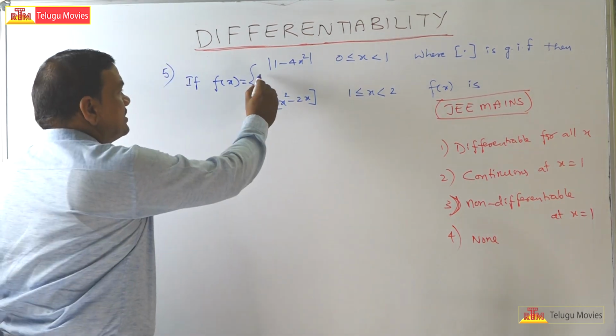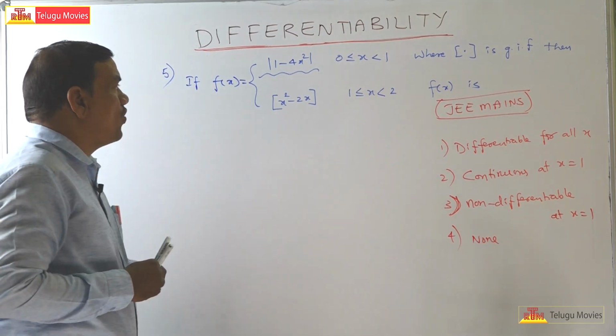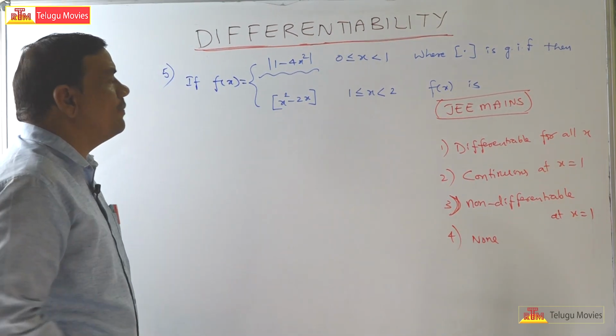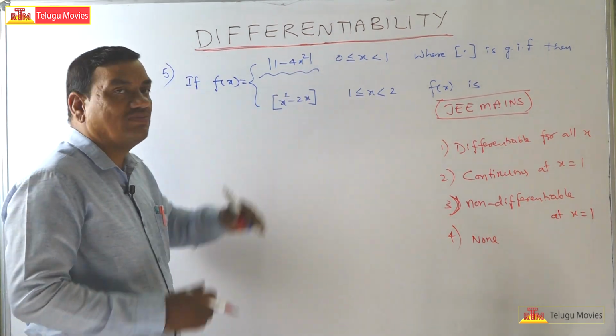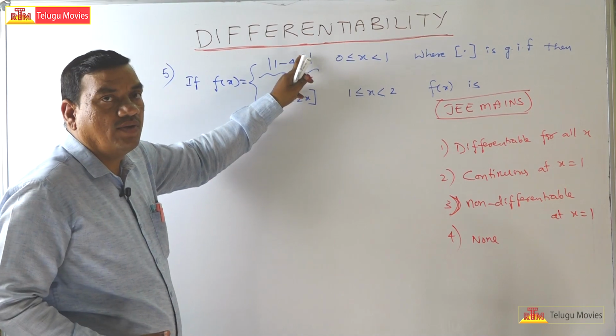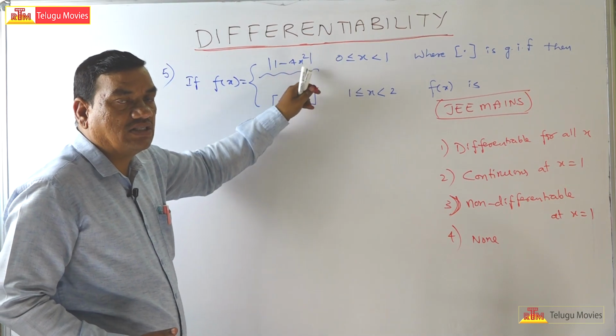Now first take this graph, modulus of 1 minus 4x square. Here the critical point is 1 by 2. Critical point means turning point. So at x is equal to 1 by 2, 1 by 4, 4 cancel, 1 minus 1 is equal to 0.